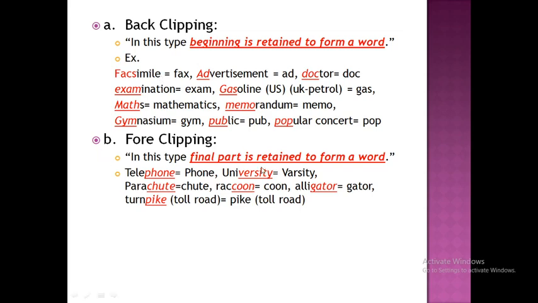Fore clipping, where we remove a few letters from the initial part of a word, or in other words, in this type the final part is retained to form a word. For example, we say phone, which is the last part of telephone. Varsity, from university. Chute, from parachute. Coon, from raccoon. Gator, from alligator. Pike, from turnpike. Here I would love to highlight the meaning of pike and turnpike: a road where toll is collected to pass.